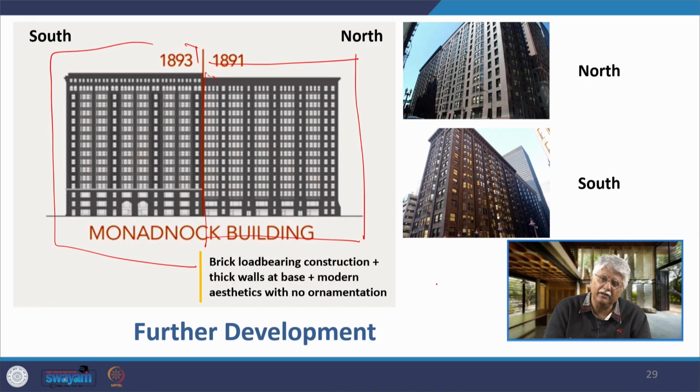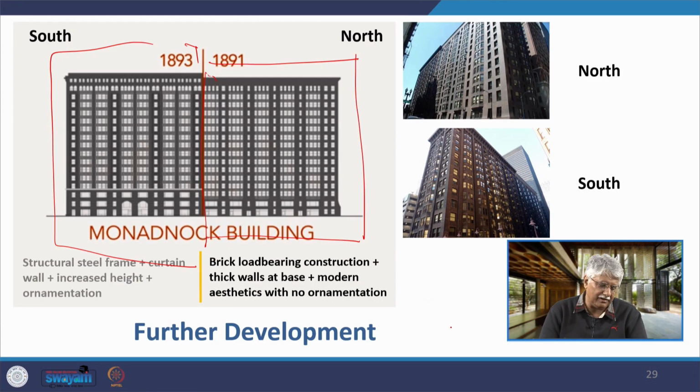This is brick load bearing construction with thick walls at the base, modern aesthetics and no ornamentation. On the other hand, on the south side, structural steel frame, the wall is a curtain wall, there is slightly increased height of the building, but there is ornamentation. On one side you have a building which has an older kind of structural technology but a forward looking aesthetic. On the other side you have a part of the building which has a very modern structural system in steel, but the aesthetics are backward looking, there is more ornamentation and detail.